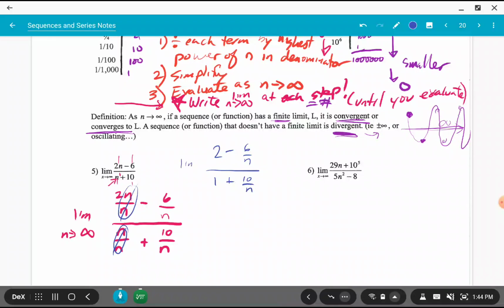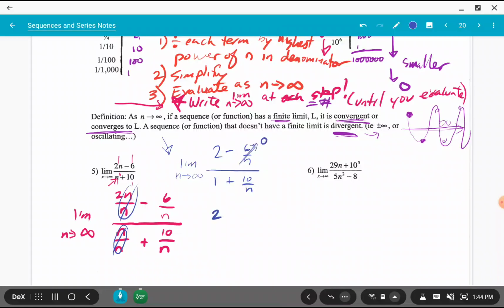And I take this limit as n approaches infinity. Again, I make special note to remember, write down limit as n approaches infinity. Okay? Now that we have simplified the problem, we can actually take the limit. As n is going to infinity, think about what 6 over infinity gives us. 6 over infinity is getting closer and closer to the value of 0.